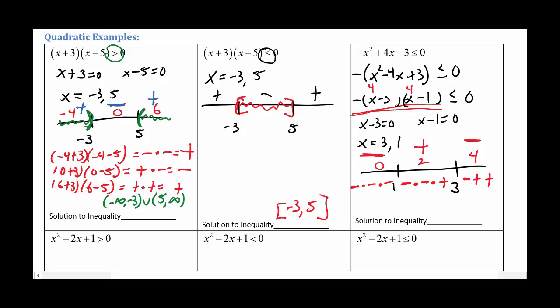Then I want to look at my symbol. The symbol was less than or equal to 0. So I'm interested in the negative numbers. Okay, so before 1 and after 3. So that's the solution to my inequality, is negative infinity up till 1 with a bracket, union 3 out to infinity.